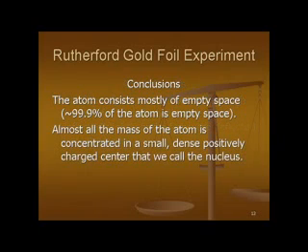So here are the conclusions that Rutherford came to as a result of the gold foil experiment. He believed that most of the alpha particles pass through undeflected because the atom consists mostly of empty space. 99.9% of the atom, in fact, is empty space. Because of the amount of deflection of some of the alpha particles, he concluded that almost all the mass of the atom is concentrated in a small, dense, positively charged center that we call the nucleus.